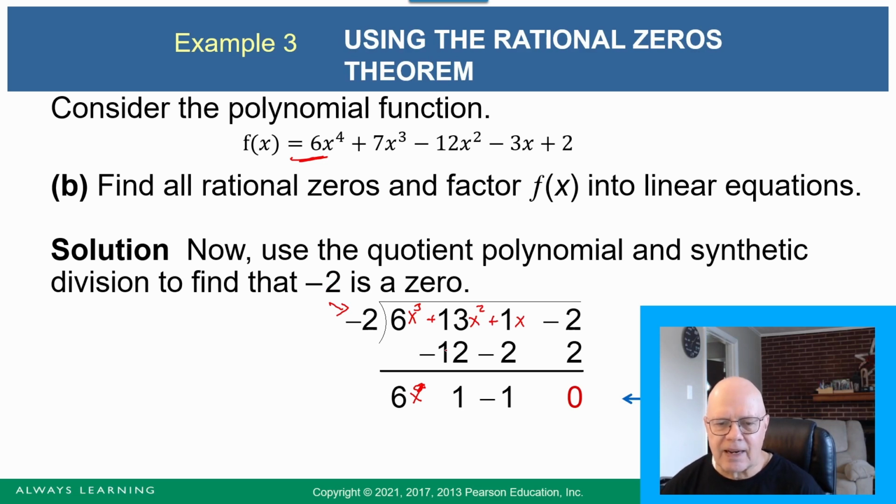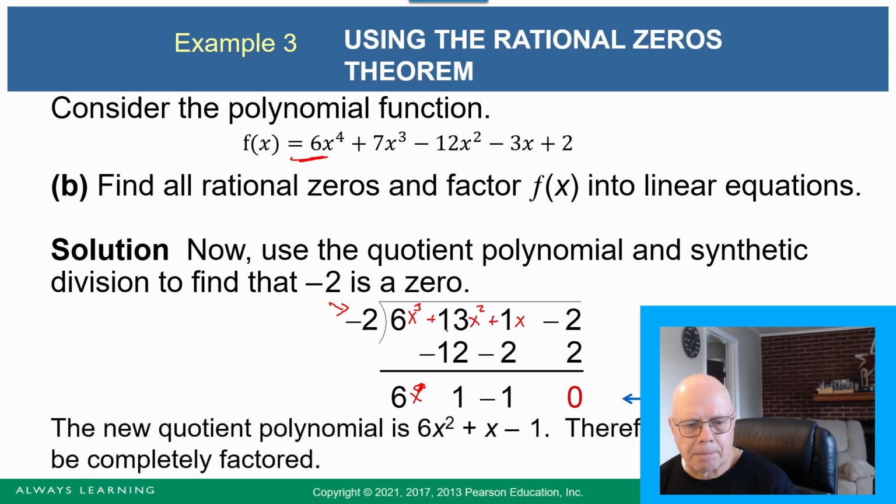Synthetic division. Hope you're pretty comfortable with that because it is a great tool to use. So it turns out it is a 0 because the remainder is 0. So here's your next factor, 6x squared plus x minus 1, right there.